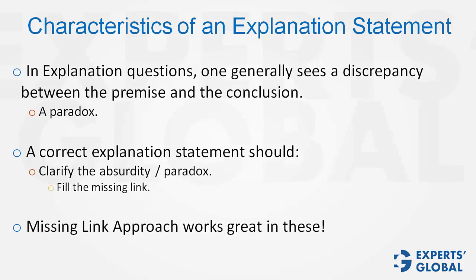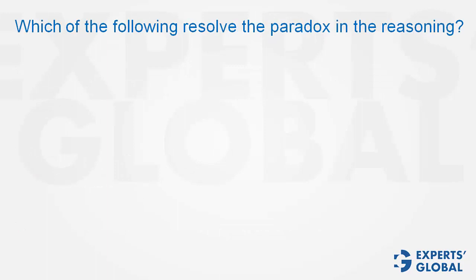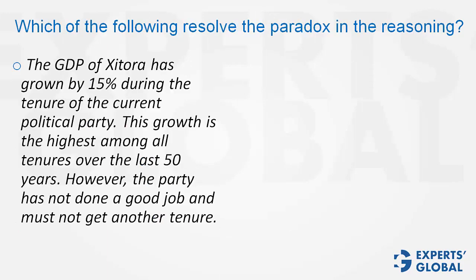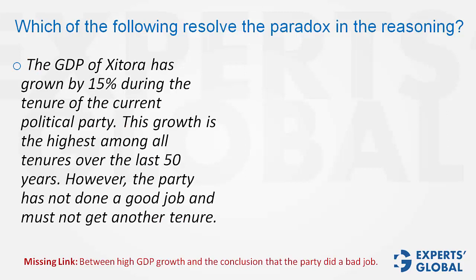Let's apply this on a live example. The question is, which of the following resolves the paradox in the reasoning? Here is the argument. The missing link is between high GDP growth and yet the conclusion that the party has done a bad job. See, if the GDP growth has been the highest in 50 years, the conclusion should have been that the government did a good job. However, the conclusion suggests otherwise, and there is of course a big gap between the premise and the conclusion.